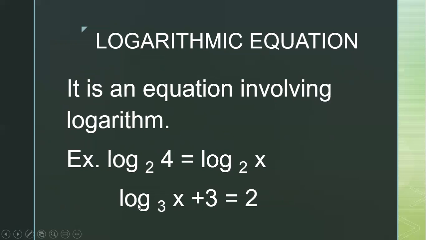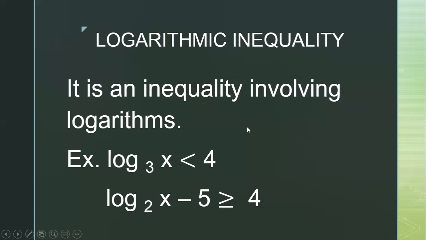While on the second one, it's only on the left side. Okay, so both are examples of logarithmic equation. Then for the logarithmic inequality, as long as there is an inequality symbol, it can be classified as logarithmic inequality. So again, it can be on one side only of the logarithmic inequality or on the two sides, okay? But with our two examples, it's only on one side of the equation that we have the logarithm.